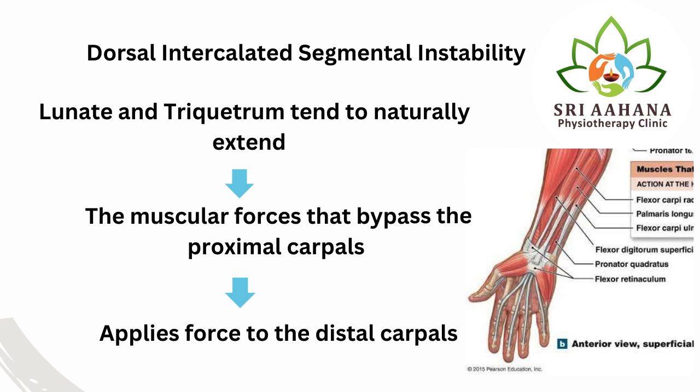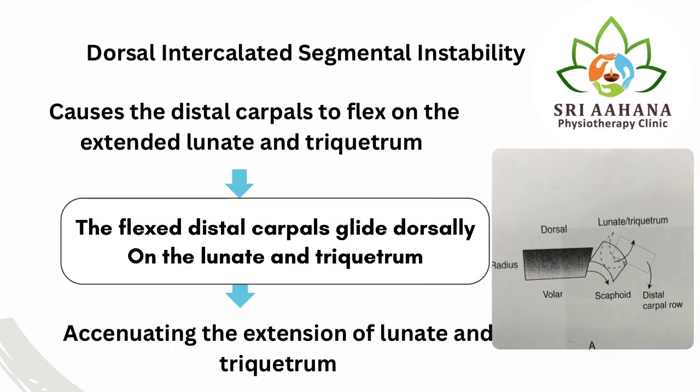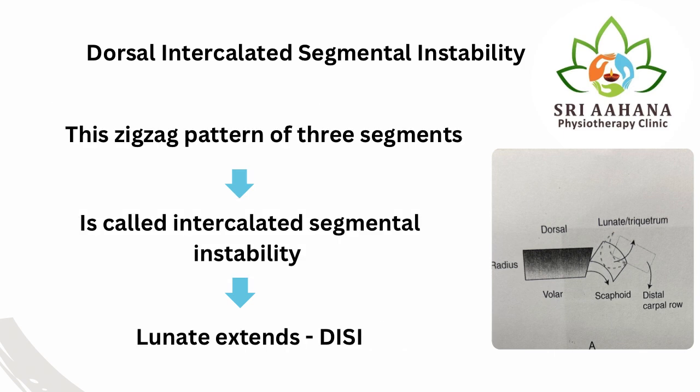And the muscular forces that bypass the proximal carpals will have their effect on the distal carpals. This causes the distal carpals to flex on the extended lunate and triquetrum. The flexed distal carpals glide dorsally on the lunate and triquetrum, attenuating the extension of lunate and triquetrum.